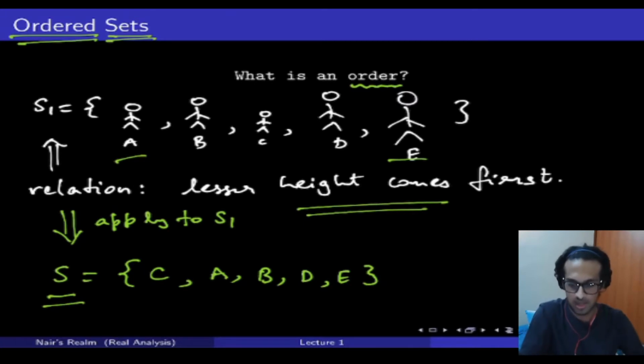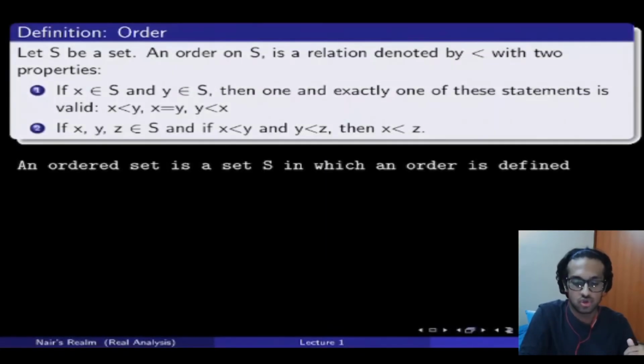Now this is just an example. So let's actually deal with the formal definition of what an order is, and then we'll come back to this example and understand it better. So the definition of an order is defined as follows. We assume that S is a set. Then an order on a set S is defined as follows.